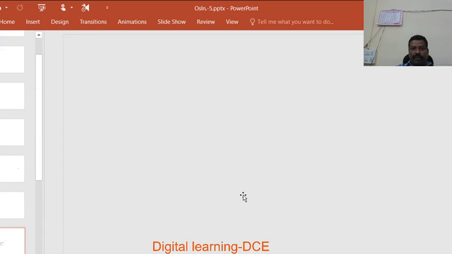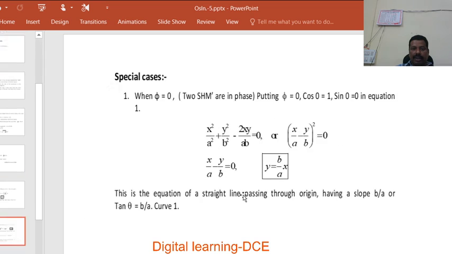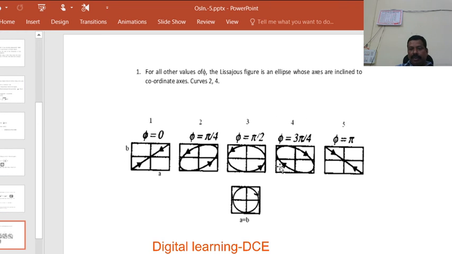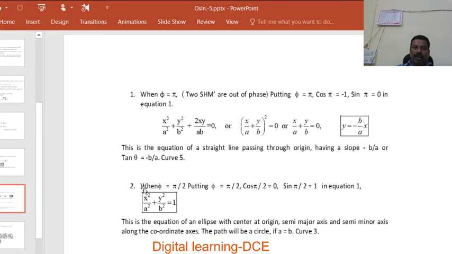If you observe, when phi is equal to pi, again we are going to observe a straight line passing through the origin. It should be in the second and fourth quadrant. Here it is the first and third quadrant straight line. These types of straight lines you may observe for the value phi equal to 0 and phi equal to pi.